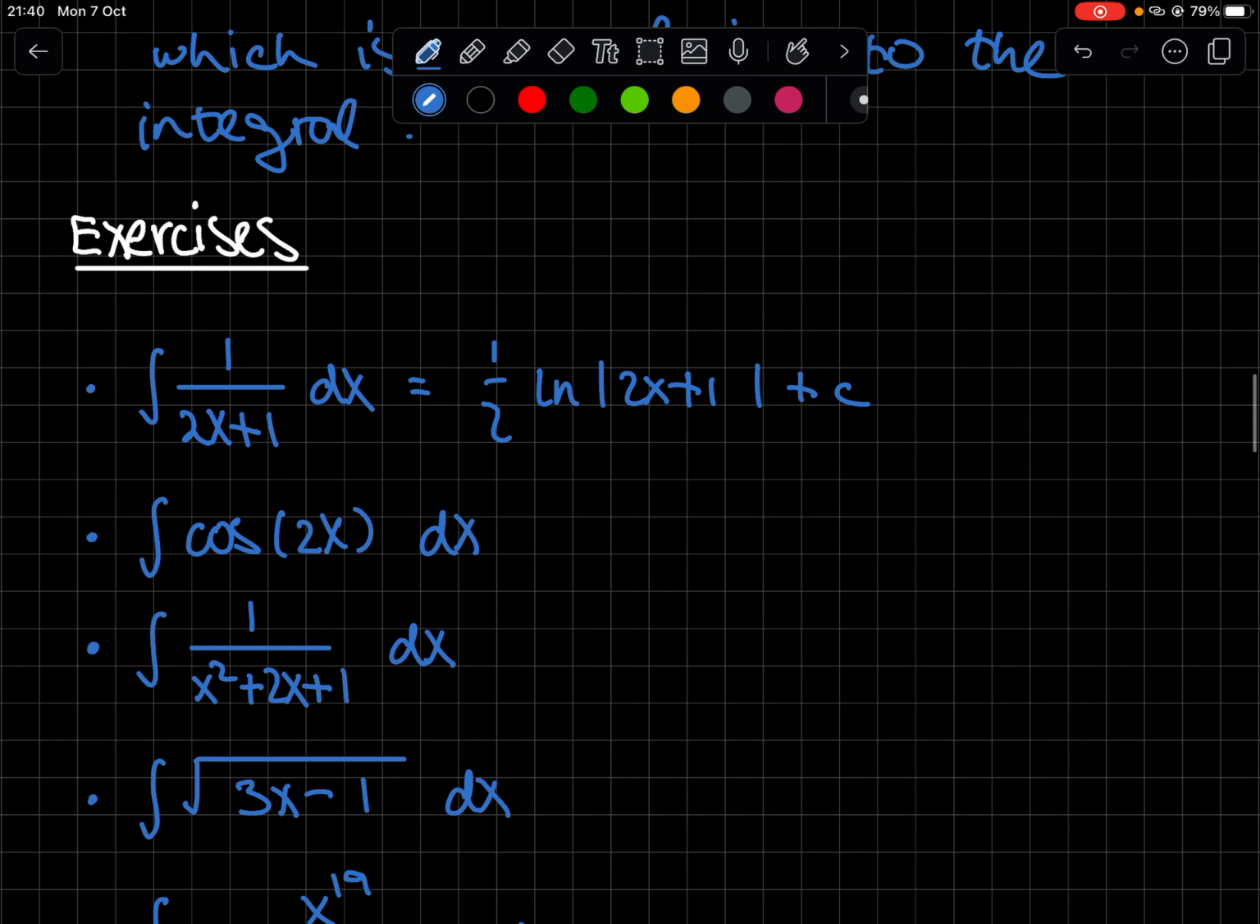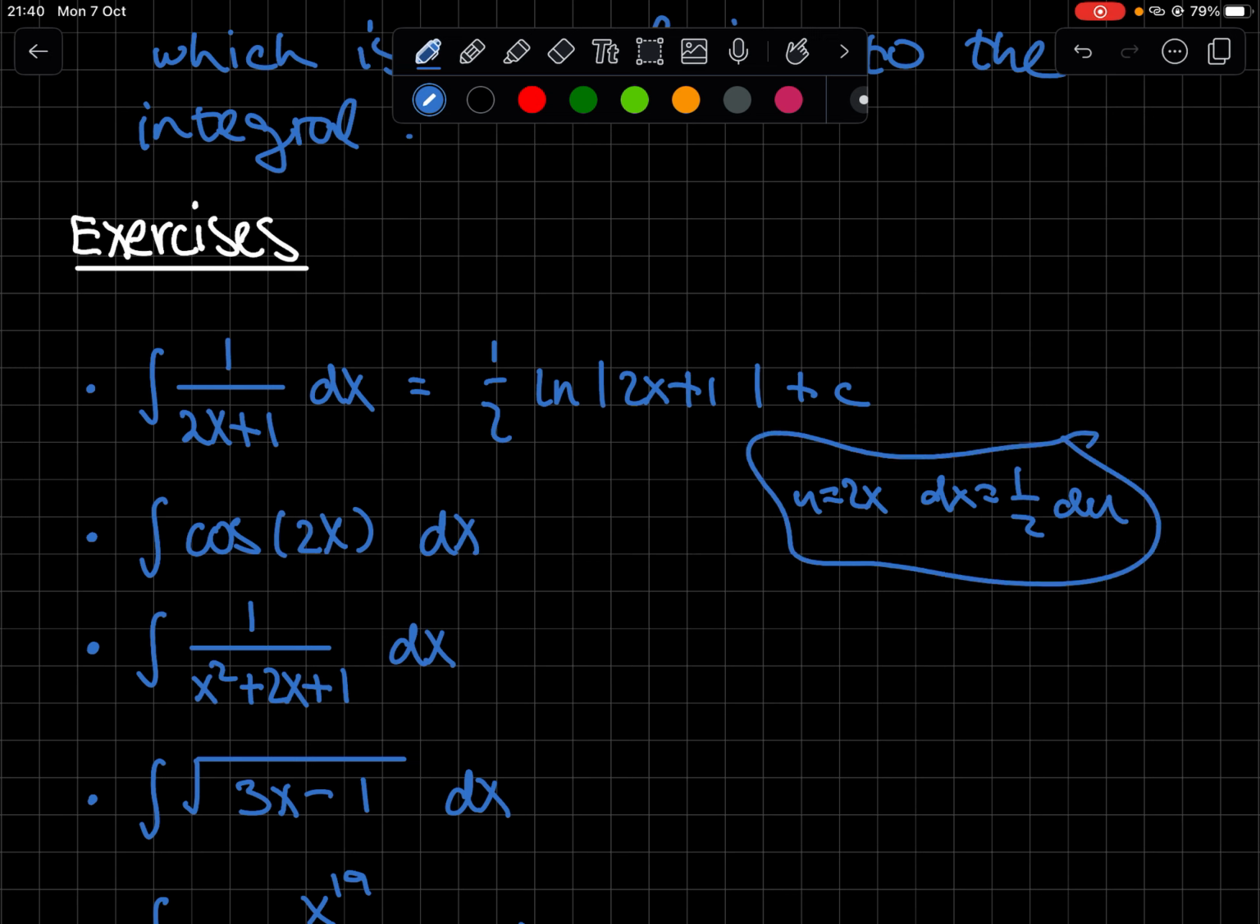Next question. Cosine of 2x. Yes, you can probably just guess what the answer is by guessing functions which differentiate to this, but let's do it properly by substituting u equals 2x, and then dx is going to be 1/2 du. I've skipped the step, but essentially you can double check. This is correct if u is 2x.